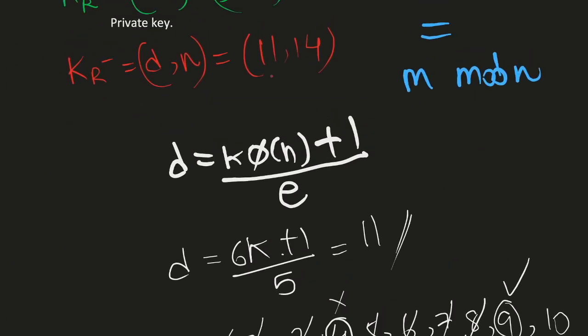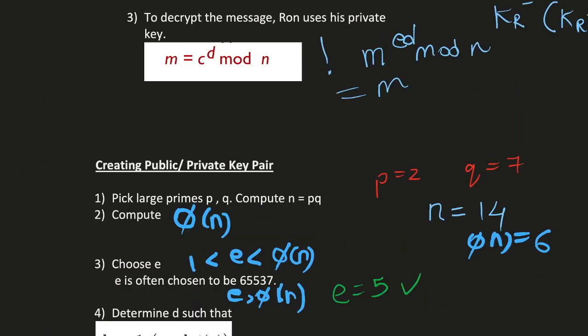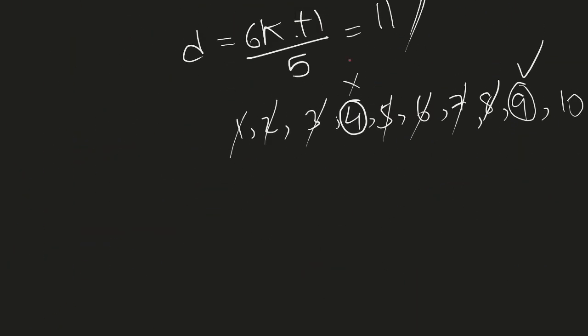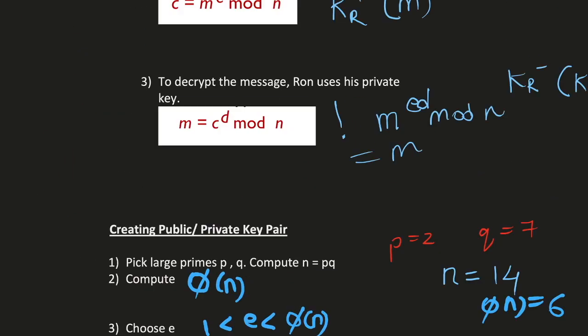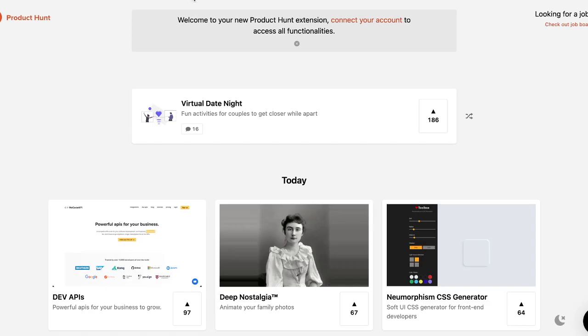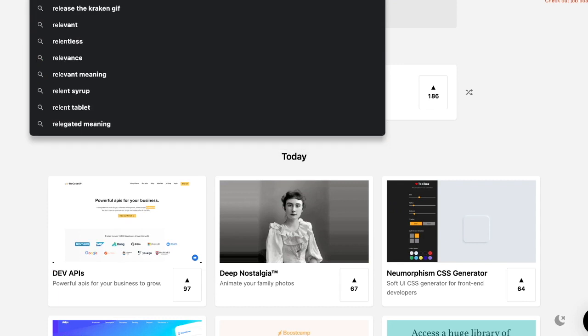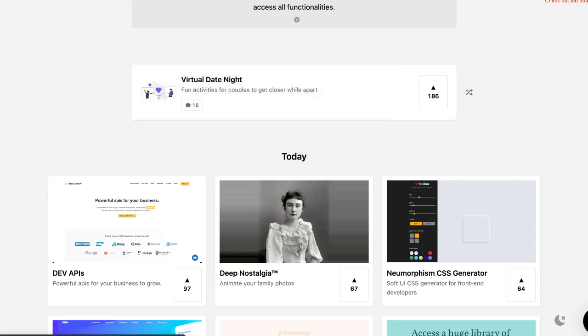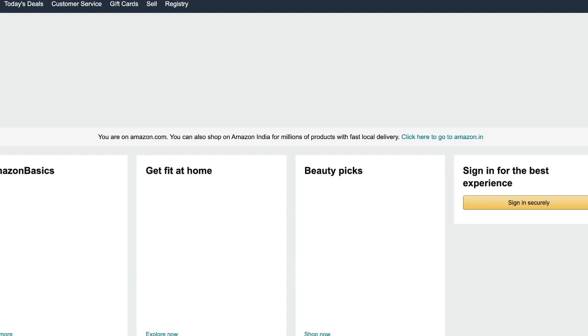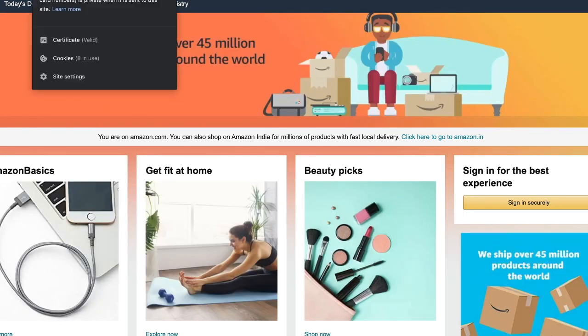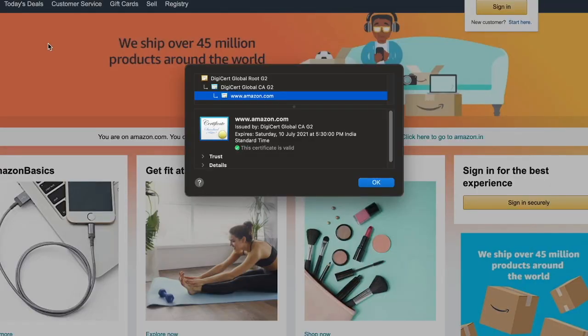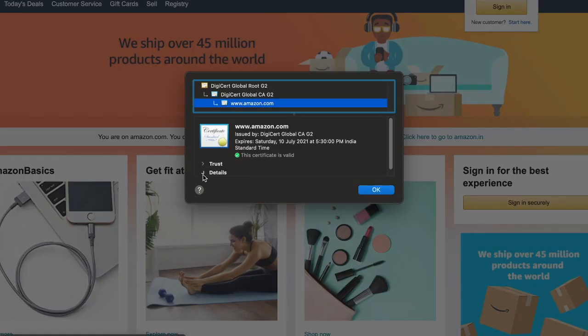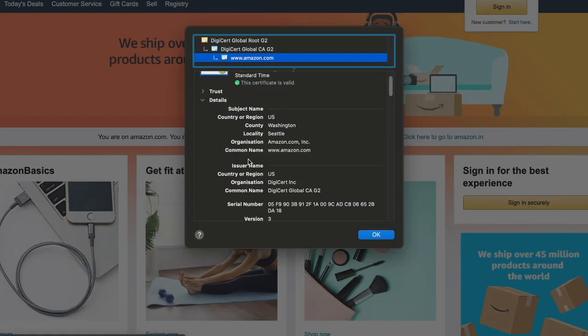And let's have a look at a website that actually implements RSA. Let's go to relentless.com, which just happens to be a domain name also owned by Amazon.com. So let's go to certificates and let's check out the details.